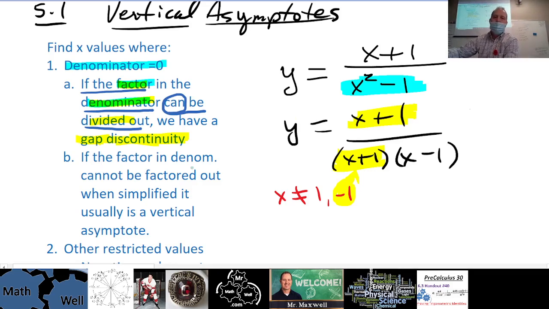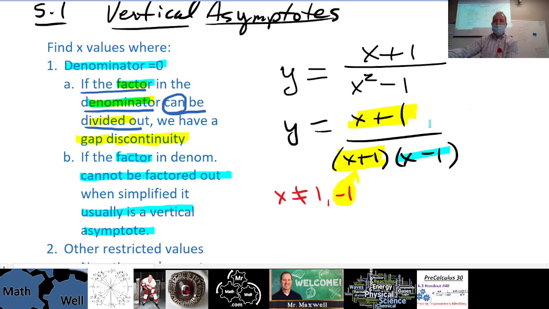And I'll finish this second point before I explain why that is. So B says that if a factor in the denominator, okay, so like this one is the x minus 1 we're talking about here. So if this factor is in the denominator and it cannot be factored out, that is when, in the simplified version of this rational expression, whatever factor is left in the denominator, that is usually the vertical asymptote. So the one that remains in the denominator when this is all simplified.